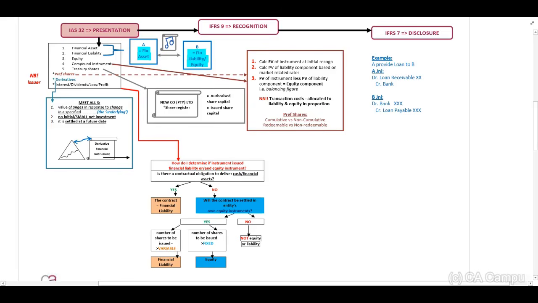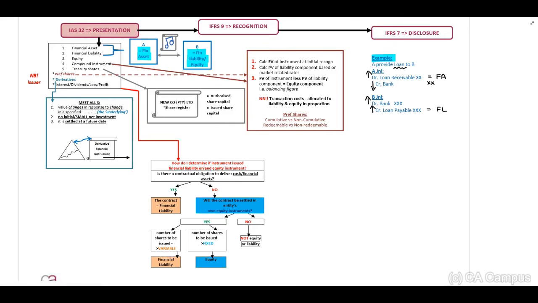Now, on your right-hand side, you will identify a very basic example. A provide a loan to B. In the financial records of A will debit a loan receivable, and this will be a financial asset, and credit bank as our bank decrease. In the records of B will debit bank and credit loan payable, and this will be the financial liability recognized in B's records.